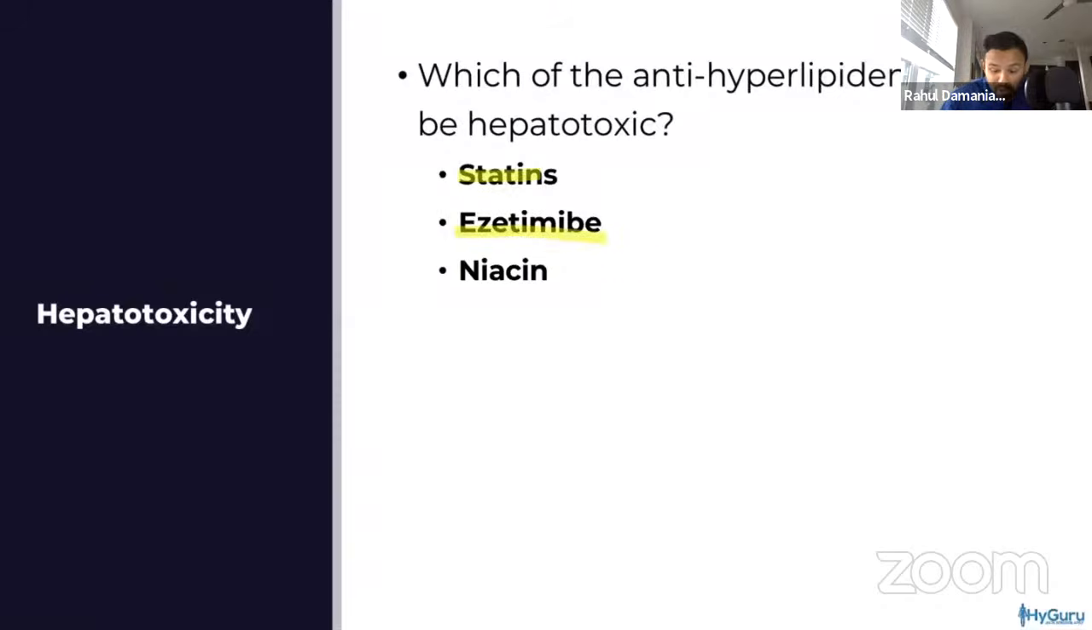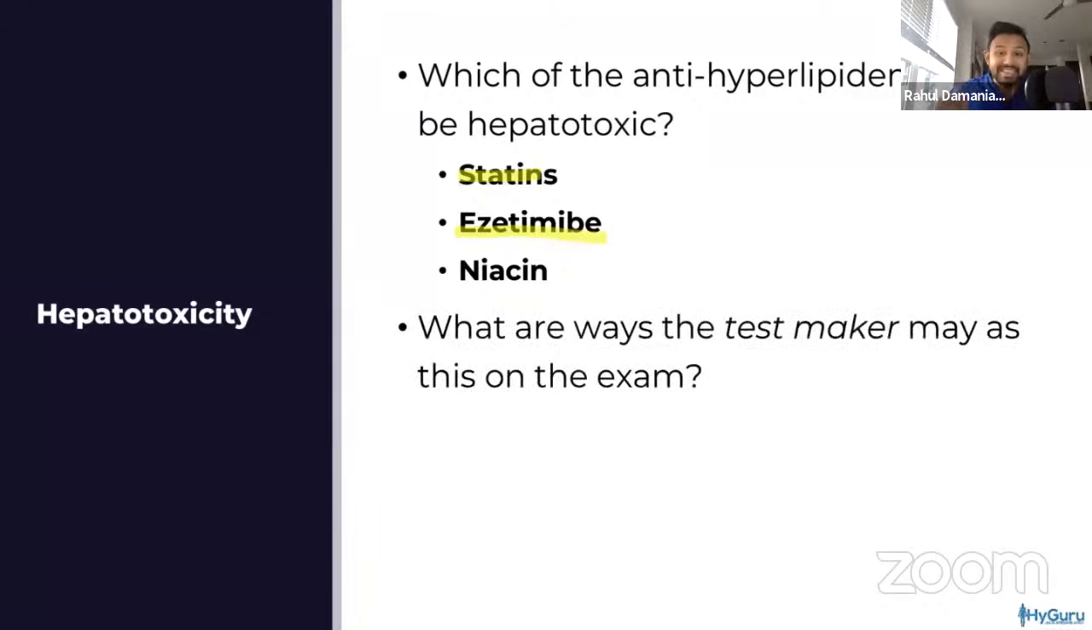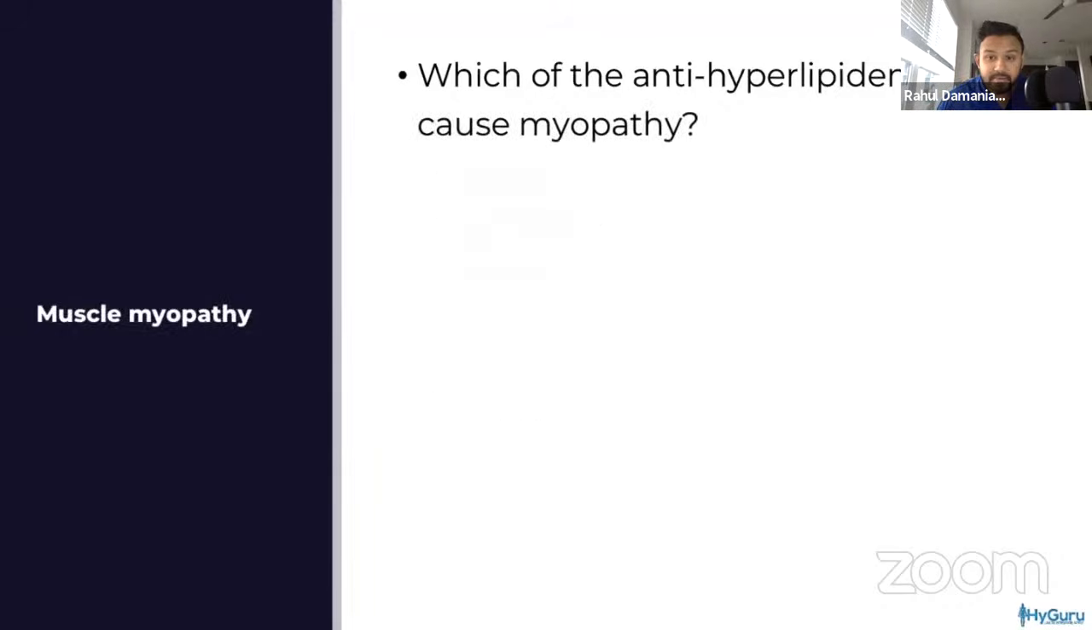Now, just to review, what are the ways the test can ask this on the exam? Well, examiners want you to note that AST and ALT are markers for the liver, such that if they are elevated, you can be assured that, hey, maybe these medications, statins or ezetimibe, are going to be causing the patient a little bit of hepatotoxicity.